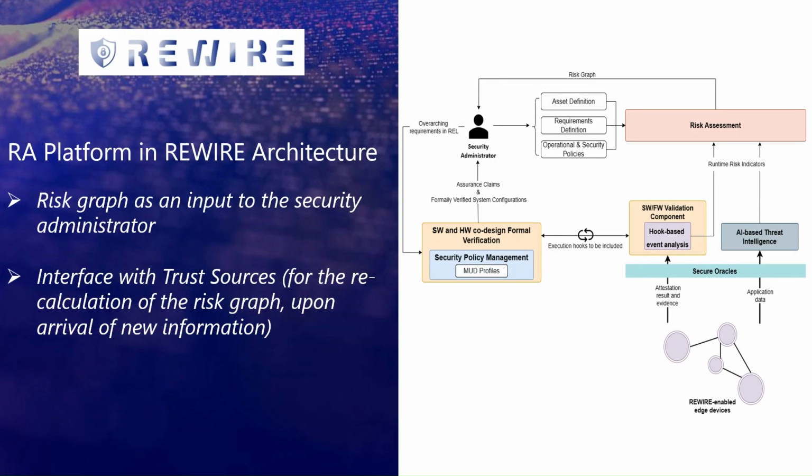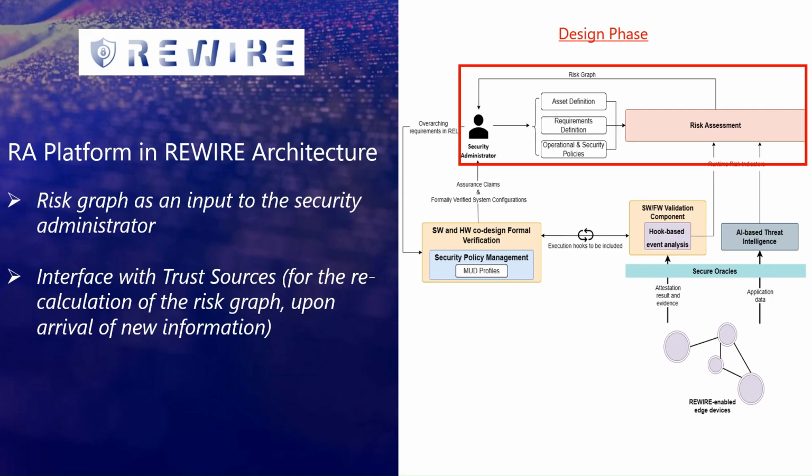So moving on to the REWIRE architecture, we can see in the top right-hand side of this diagram that the risk assessment is connected both with the design phase and the security administrator configuration process, but also with the runtime phase and specifically with the REWIRE-enabled edge devices. But first things first, we can see that during the design phase, the security administrator needs to perform their threat analysis. And by that, we are referring to specifying the asset topology of how all the edge devices are interconnected, along with various operational and security policies and other requirements. This process includes also the identification of possible threats and vulnerabilities associated with each of these devices.